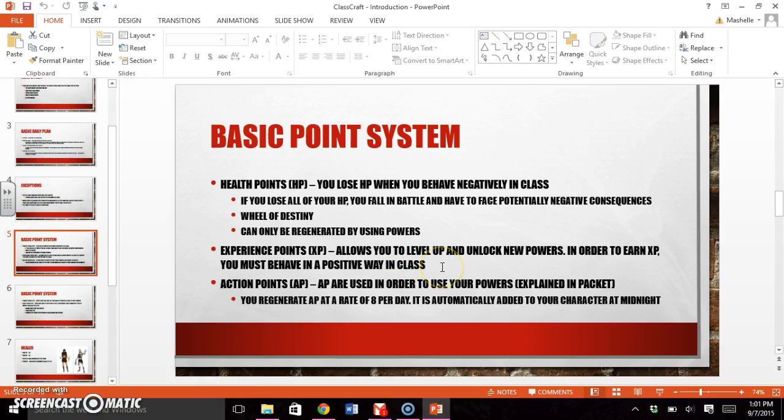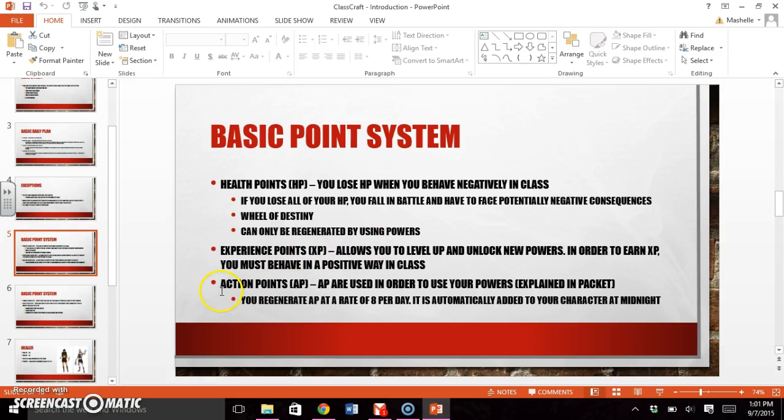But you have to have 2,050 experience points to level to the next level, and then that would get you level 2. Level 3 would be 4,100. Level 4 would be 6,150. So it's every 2,050 points.